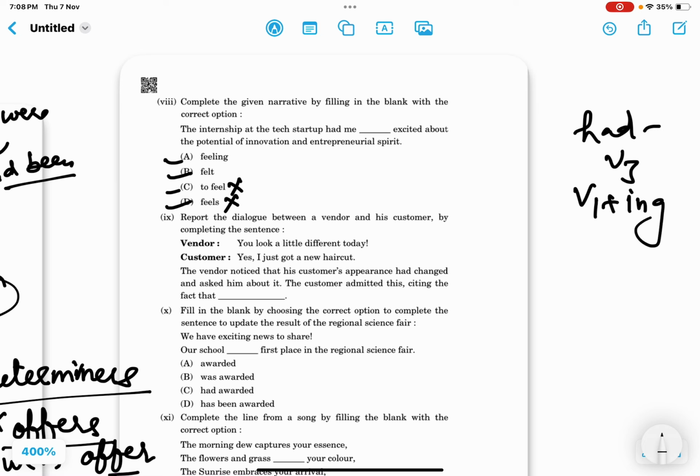Now the confusion is in these 2. So the internship at the tech startup had me, see, felt excited. So felt and excited both may be the third form of verb, or if it is the third form, then what should we do with this one? Excited. So had plus third form is there, excited. So two third form or second form and third form, they can't come together. So here we will use feeling. Okay, so A is the correct option.